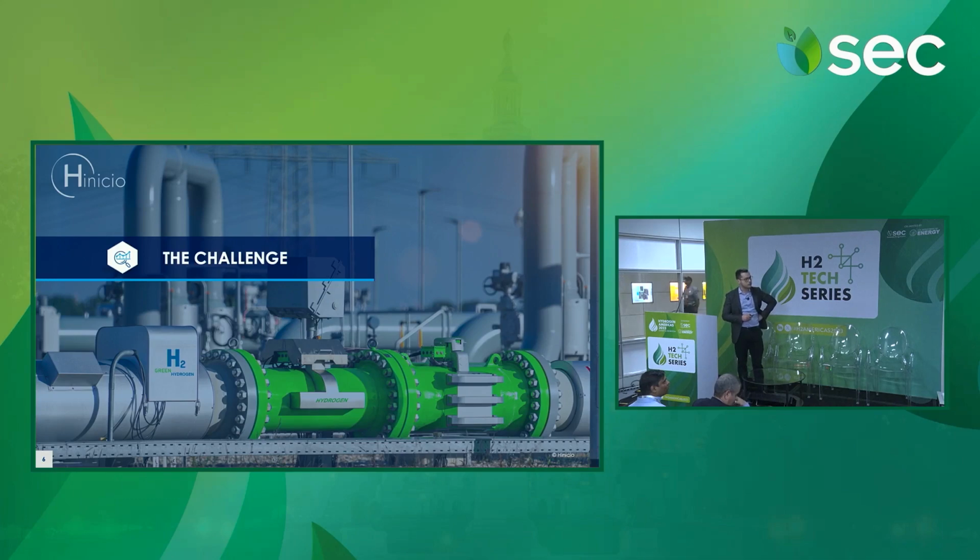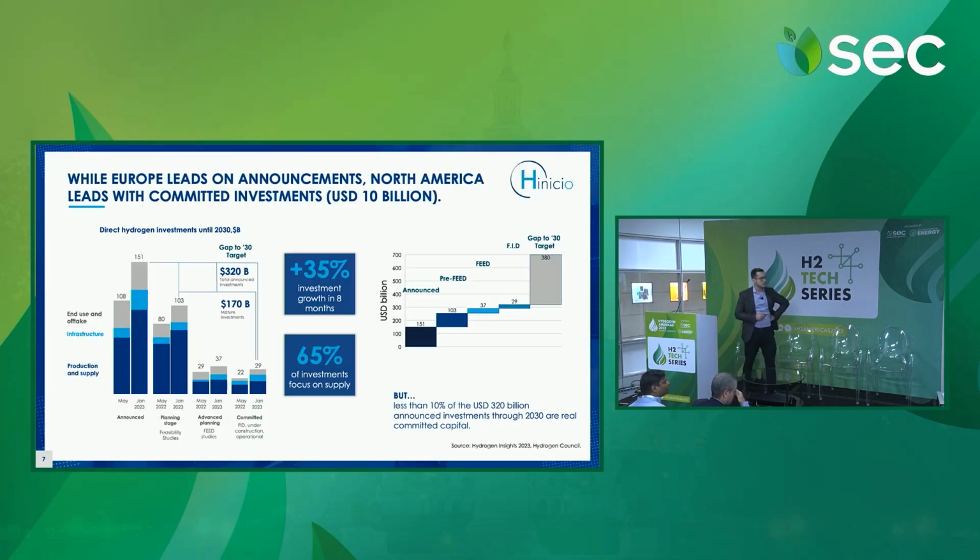Okay, let's talk about the challenge now. As you see here, and I would like you to look at the figure on the left side, we have a huge challenge in terms of the gap to target that we see for 2030. At the moment, there are 320 billion in between all the projects, including those announced. And we need to double that amount to be able to achieve the carbon neutrality for 2050.